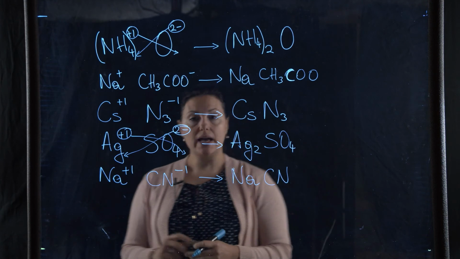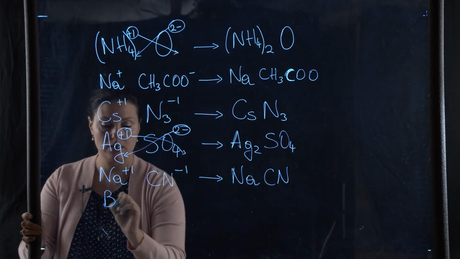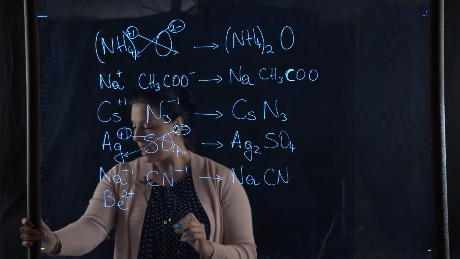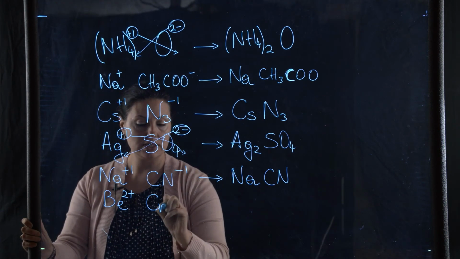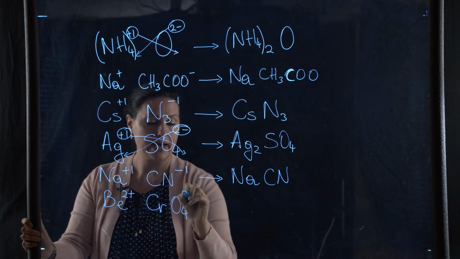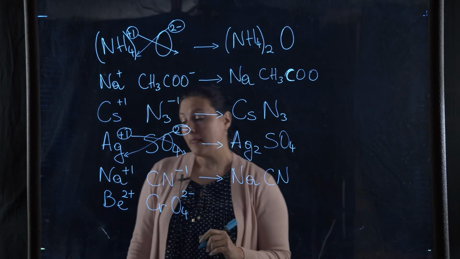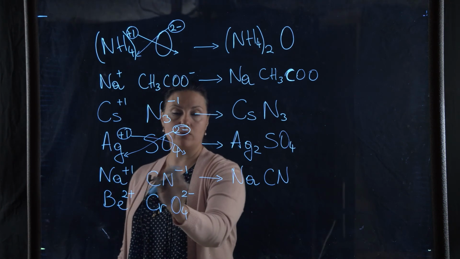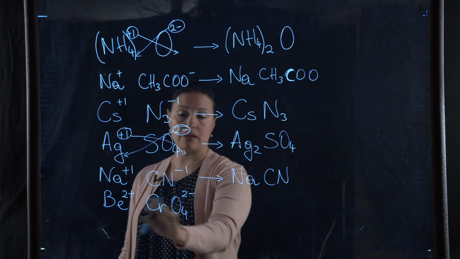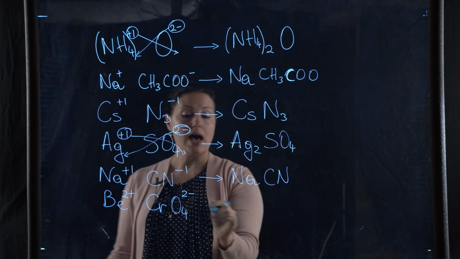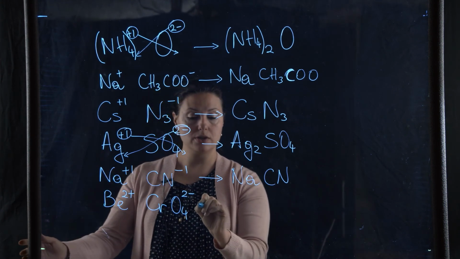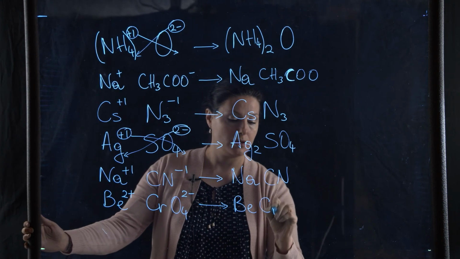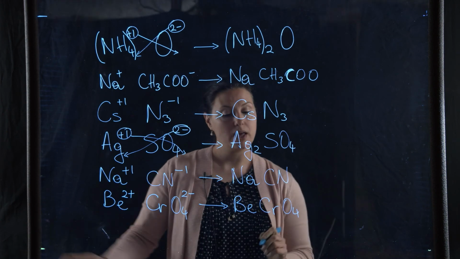And then the last one, I have beryllium, which we said is group 2, therefore it will have a 2+ ion. And then I have chromate, which is CrO4, and it has a 2- charge. Once again, because the charges match, even though here they were +1, -1, here's that +2, -2, but they match. I have 2 here, 2 here. I don't need to do anything with subscripts. All I have to do is just write the formula. So I have beryllium chromate over here. And I'm done.